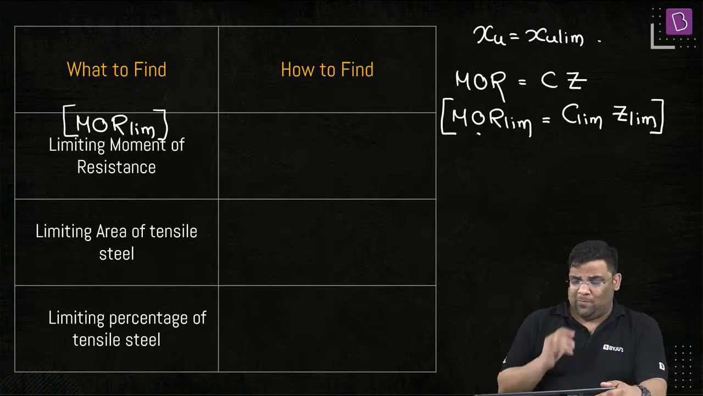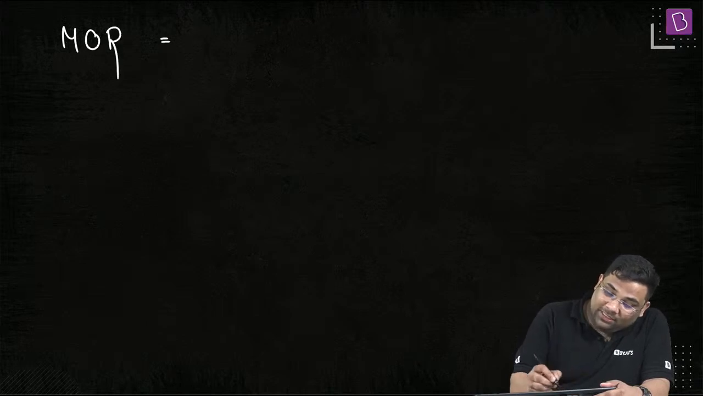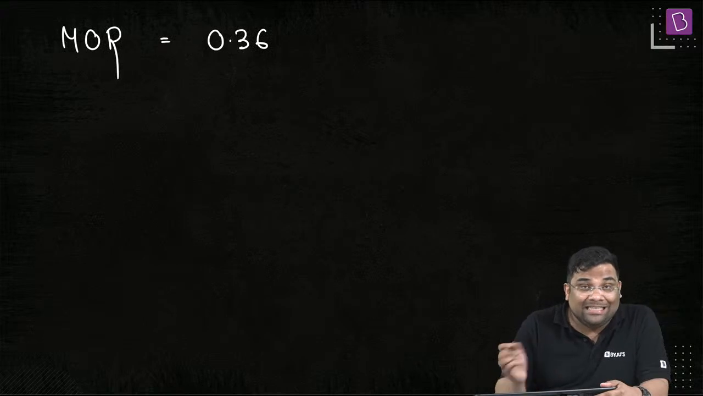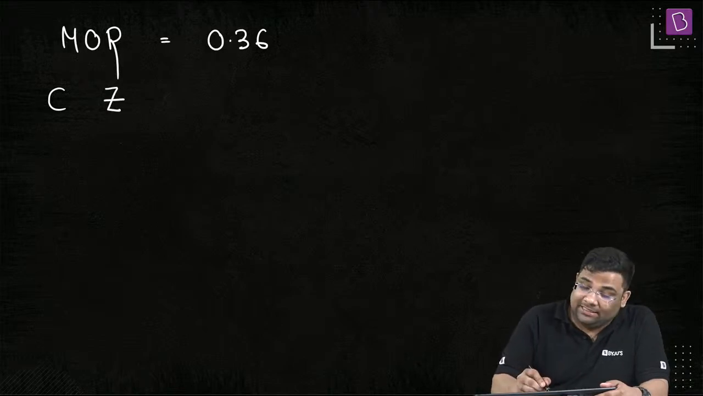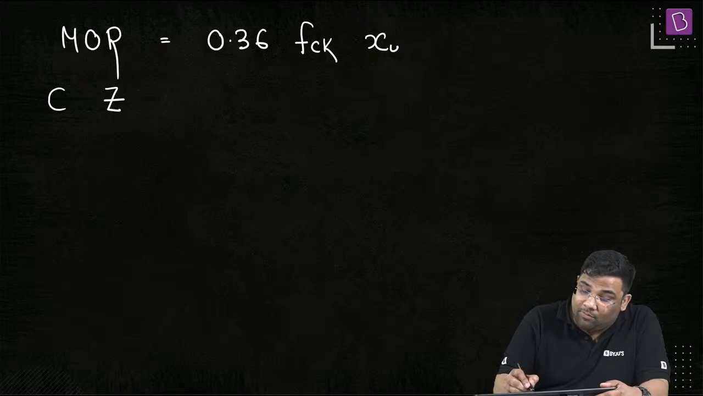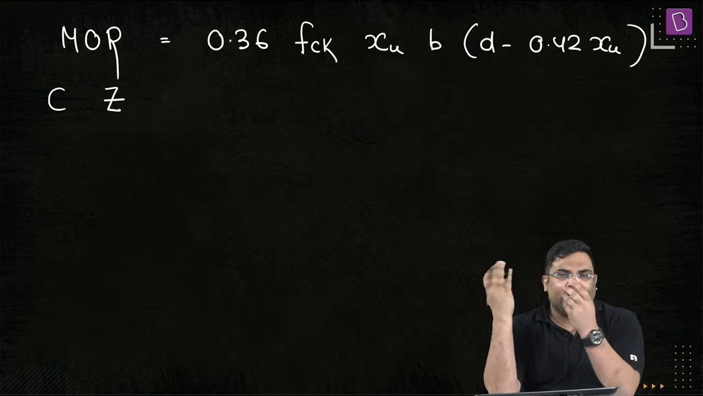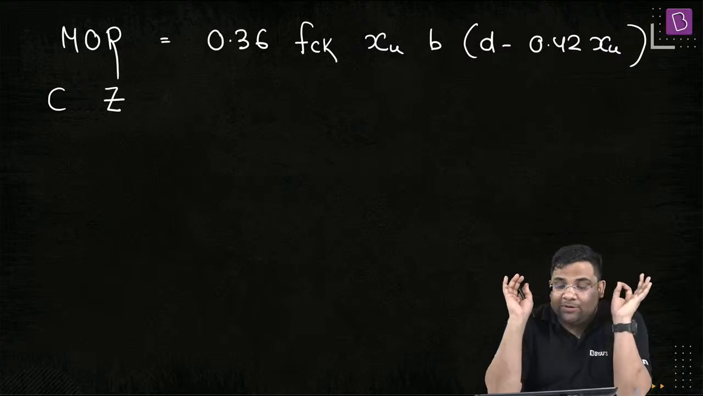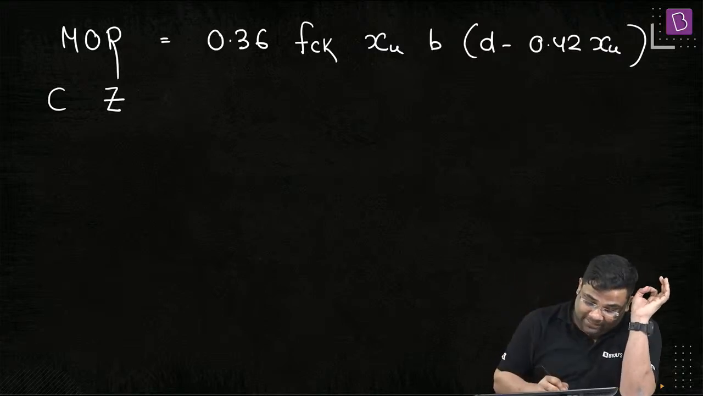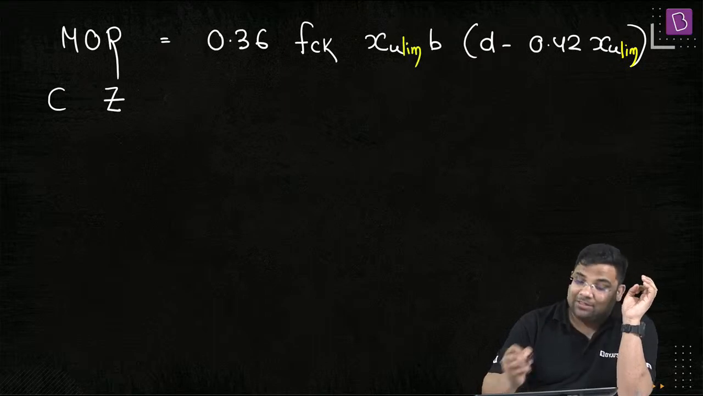Now many students will be thinking, sir, what are you writing? Let me explain to you. MOR, if I go from the compression side, is C into Z. If I take C into Z, it is 0.36 FCK XU B, then D minus 0.42 XU. This is the formula. Now see, FCK belongs to the grade of concrete. That will be fixed once you have chosen the grade of concrete. B and D are dimensions, they will be fixed, right? So in limiting condition, this XU will become XU limiting. This XU will become XU limiting.